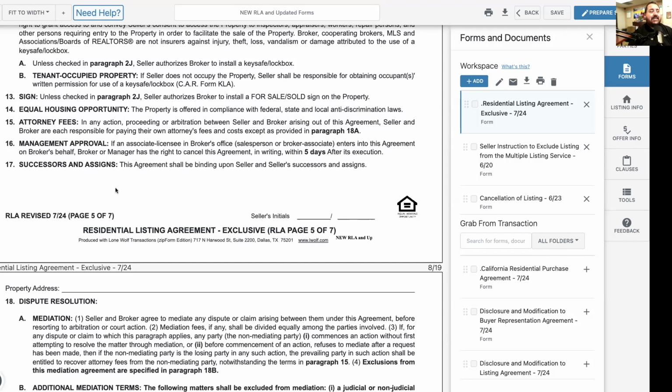Successors and assignees, this is the thing with listings. If I take a listing with someone and that seller passes away, technically my listing is still the responsibility of their successors. Okay? So keep in mind that a listing is kind of forever. Now, are we going to keep the listing as they go through the process of probate and all those things? Maybe not, because it takes so long, but technically I have a binding listing agreement that succeeds the passing of my seller.